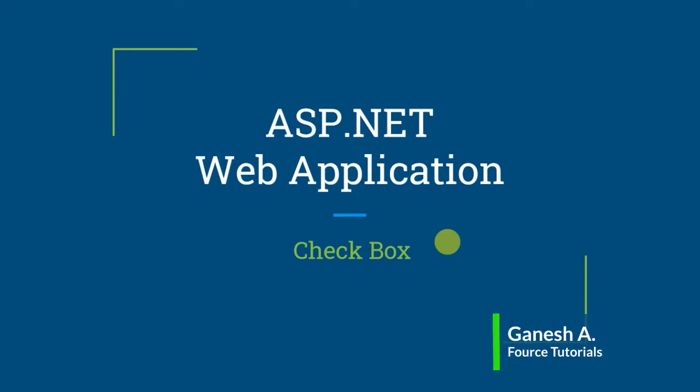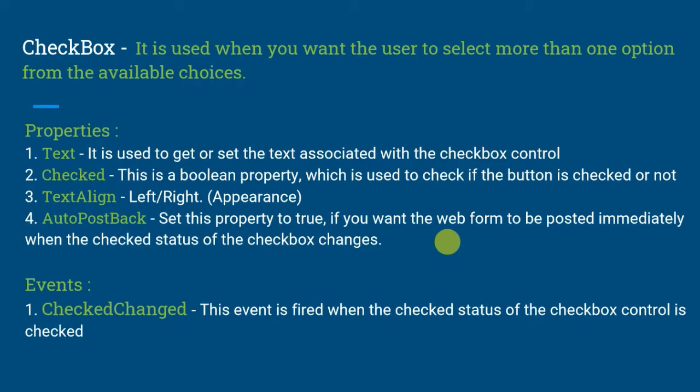The topic that we'll be looking at today is the checkbox control. So what is a checkbox control and why is it used? A checkbox is used when you want the user to select more than one option from the available choices. In the last video we looked into the radio button, where we want the user to choose only one among the given choices, while in a checkbox you can choose multiple options.